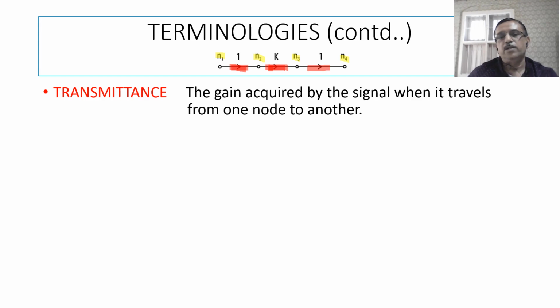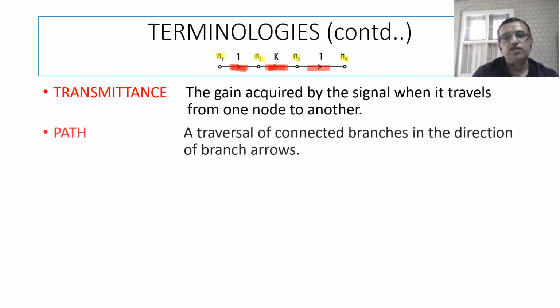So I hope you understood the terms node, branch and transmittance. A path is a traversal of connected branches in the direction of the branch arrows. So here in this simple diagram there is only one path. So this we call a path. Signal coming over here travels through node N2, N3 and N4. These are easy. Once we do a few problems, these will become very clear.